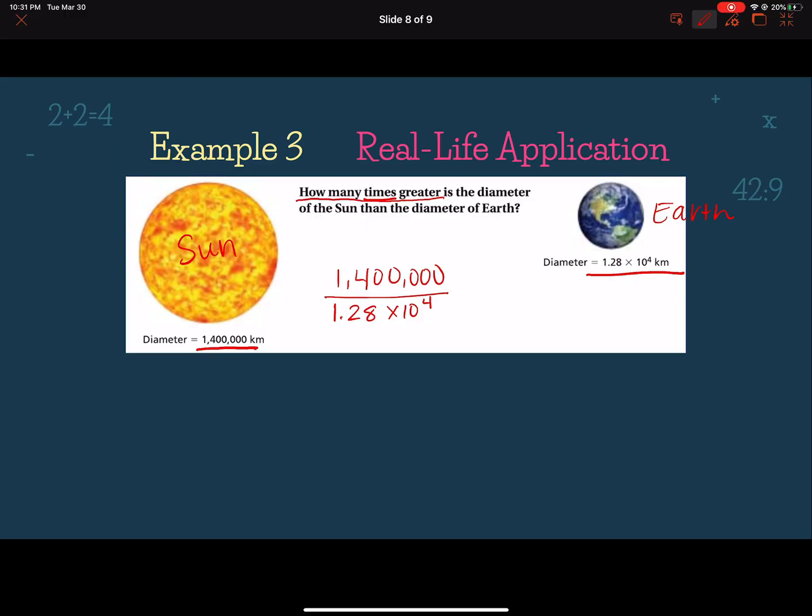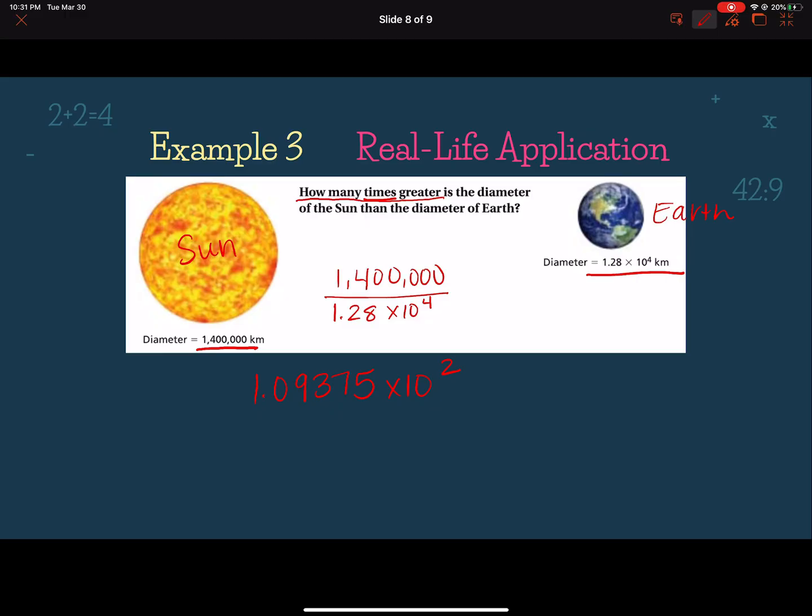That gives me 1.09375 times 10 to the 2nd. Okay, pause this video if you need to until you get that answer, because I don't want you to move on until you get that answer. 1.28 times 10 to the 4th on the bottom, with parentheses if you're not using the fraction button.